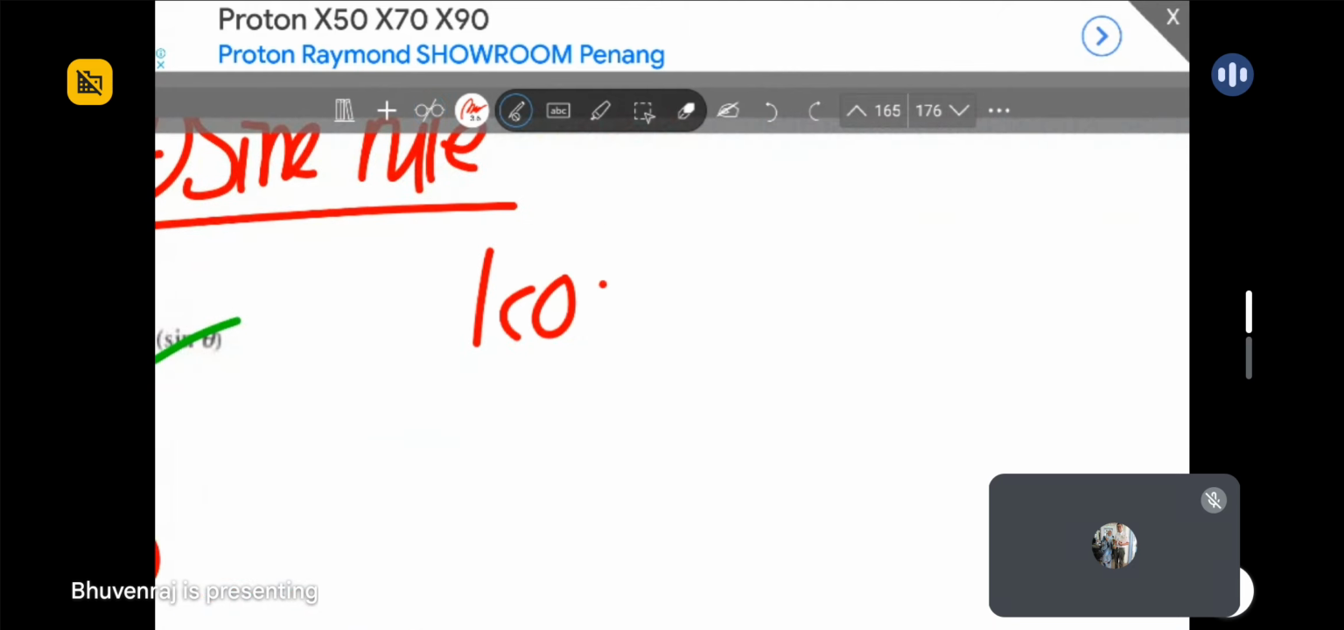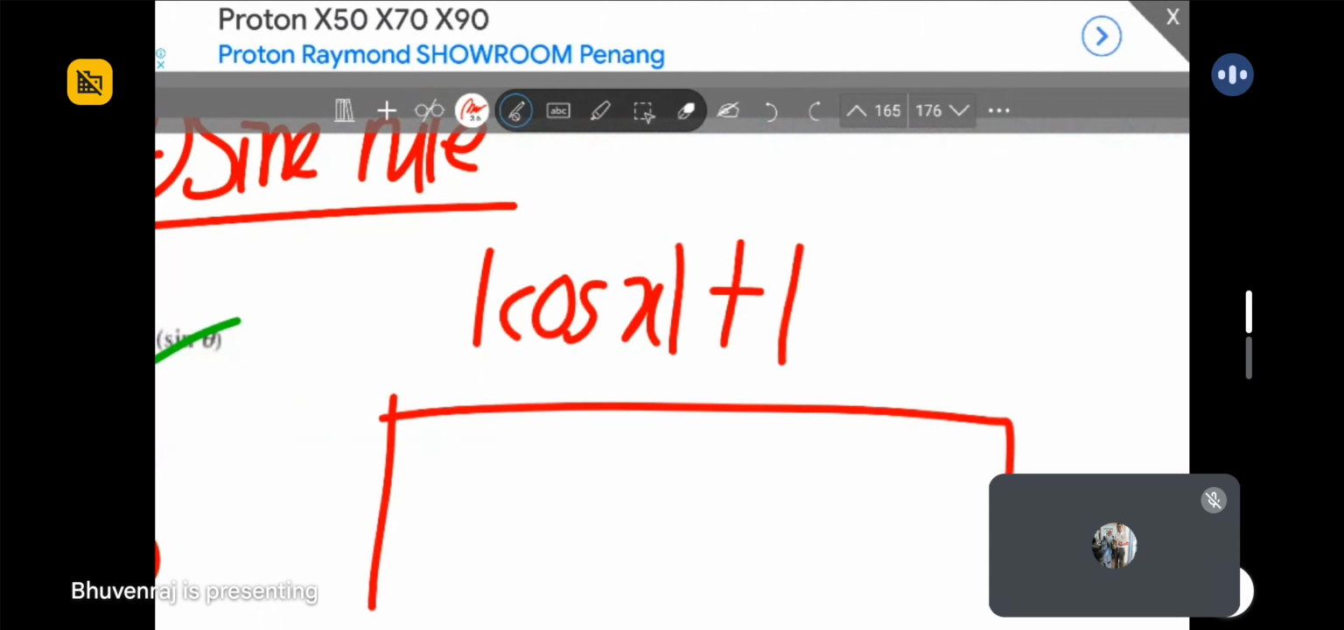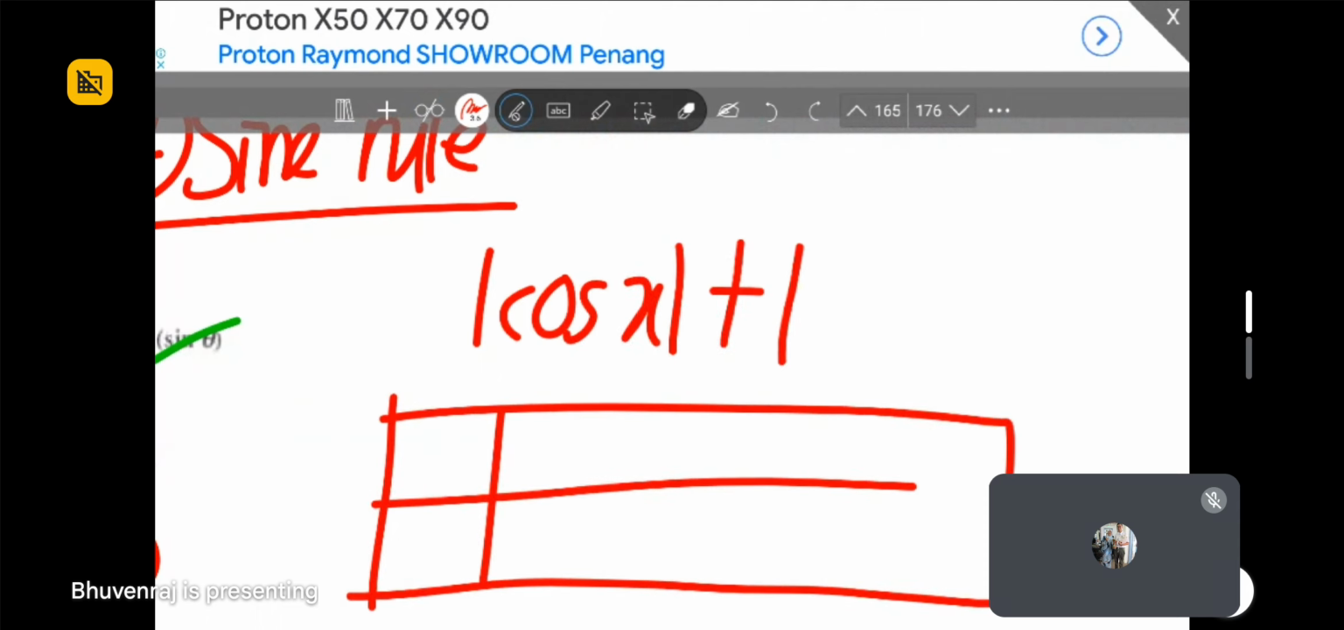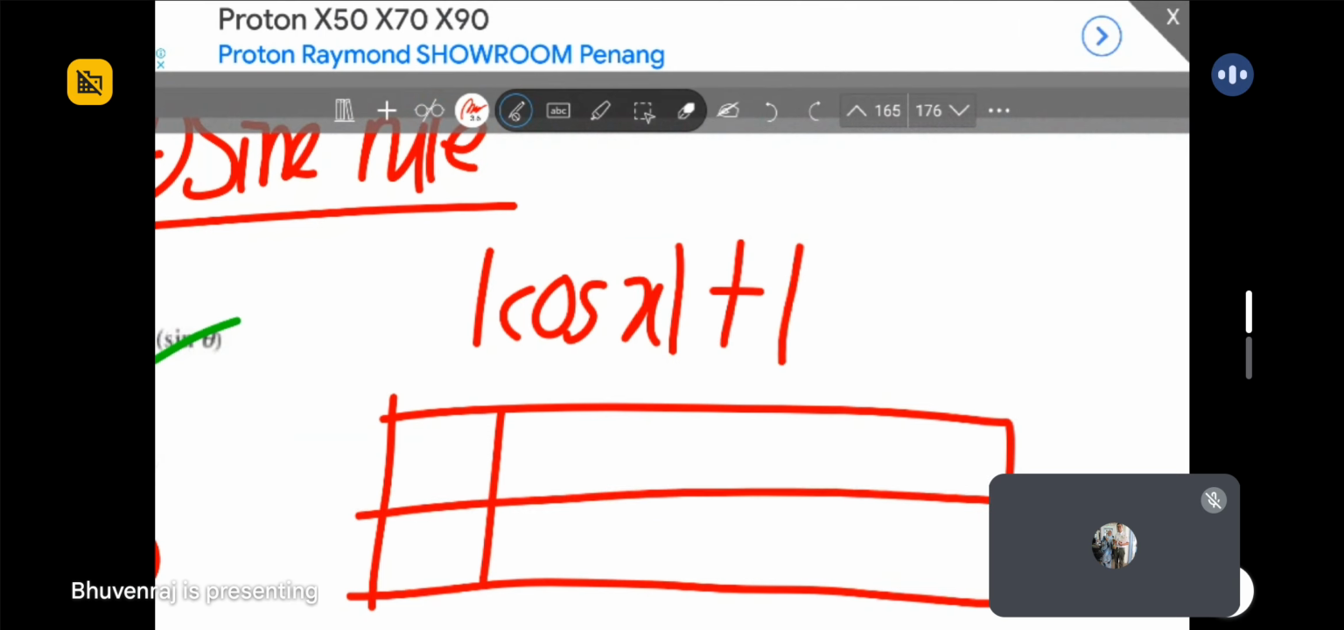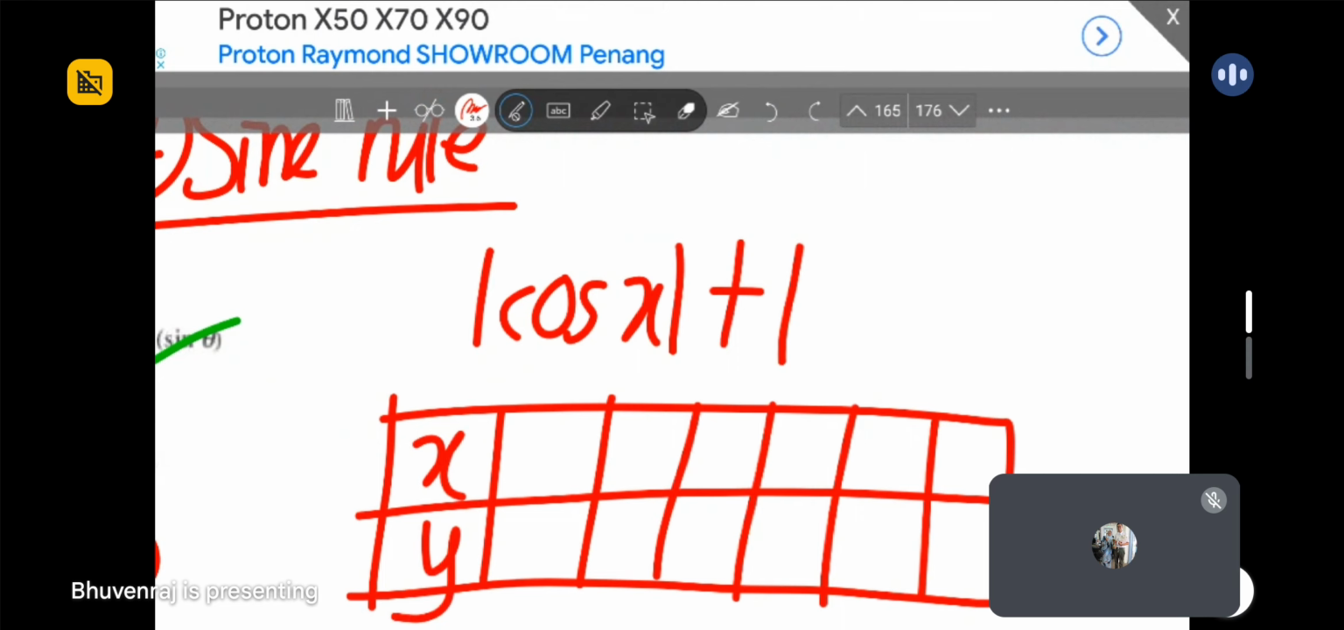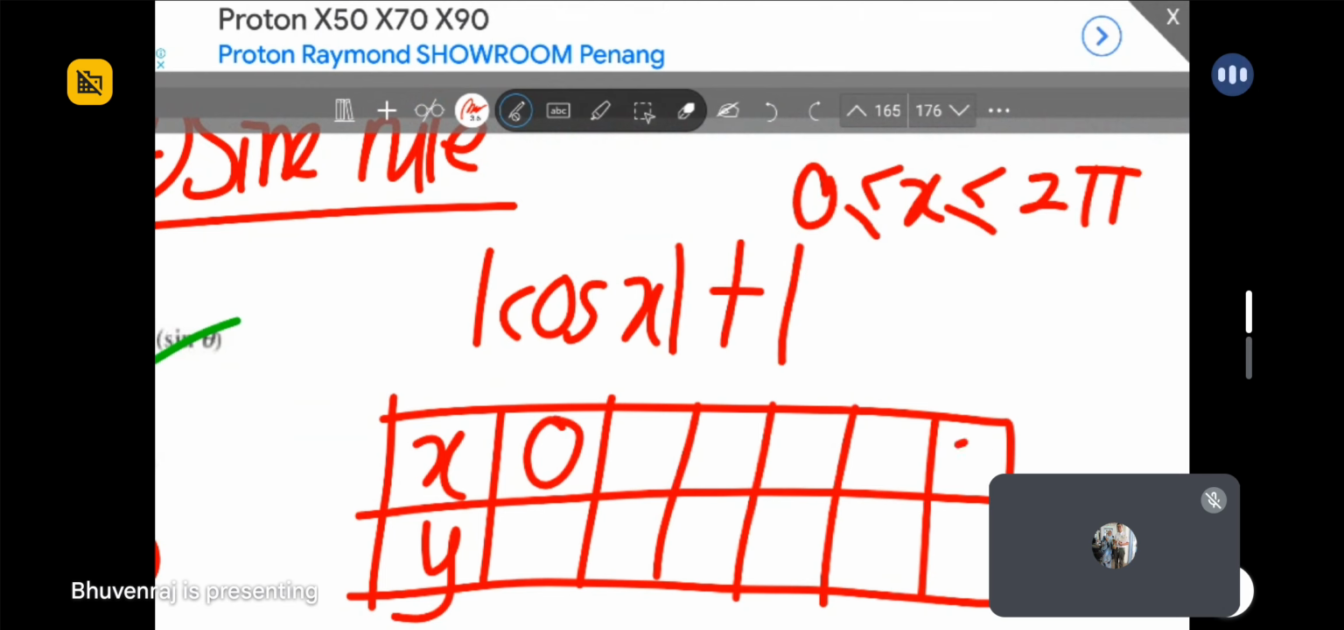Very simple. I will always tell those who join my class, draw the table. Lukis jadual sahaja. No need to memorize the shape of the graph. Tak perlu ingat bentuk graph. Understand by plotting the values. So you know your range is like this, right? Inilah julat kamu. So of course, you start with 0, you end with 2 pi lah. So in the middle, what can you have, guys? Apa nilai boleh?